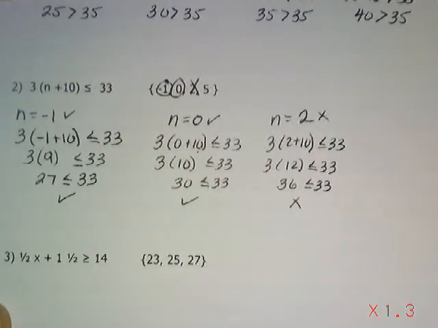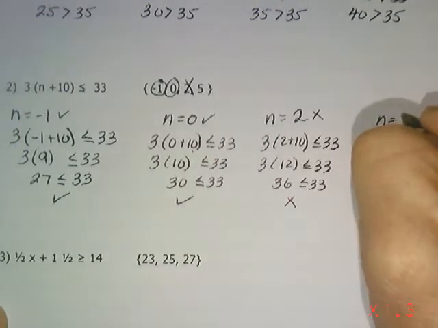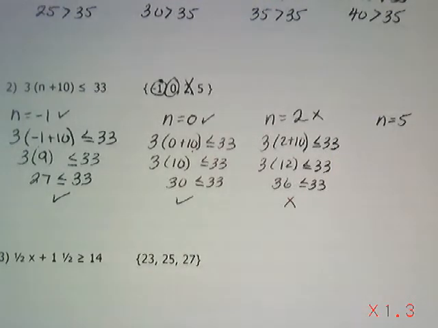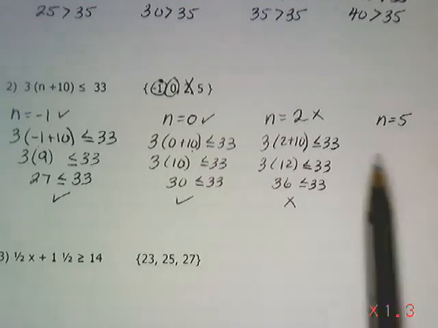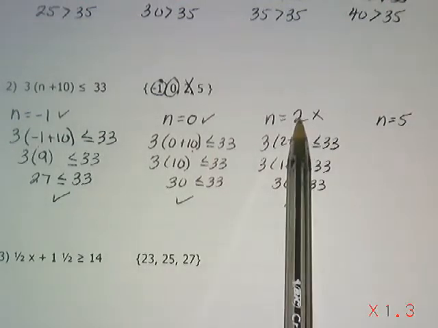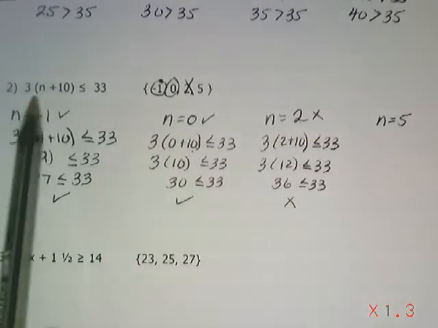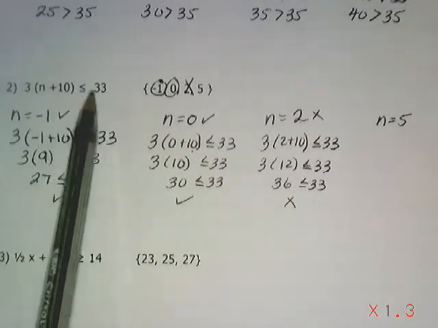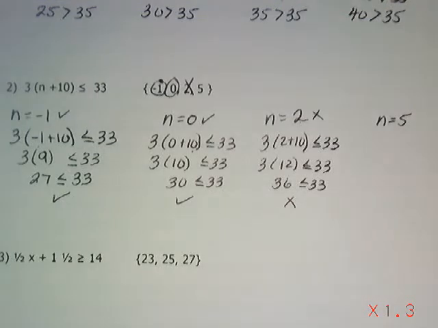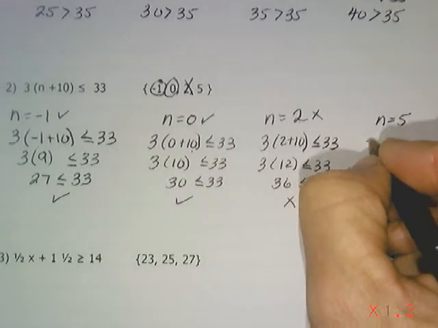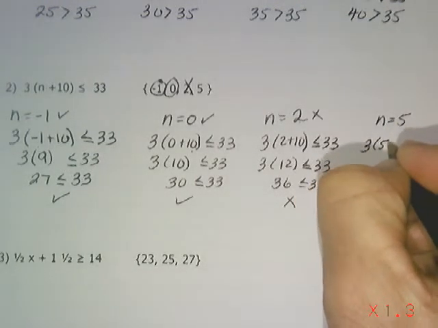And the last one we're going to try is n equals 5. I can already conclude that 5 is not going to work, but I'm going to prove it anyways, because 5 is bigger than 2, and as you notice, as we're going up higher and higher, this left side is getting bigger and bigger. We want it to be less than 33. So logically, I know 5 is not going to work, but I'm going to prove it here by substituting in.